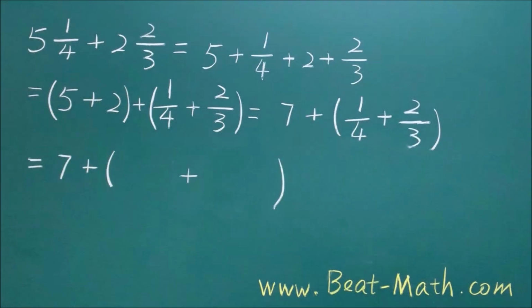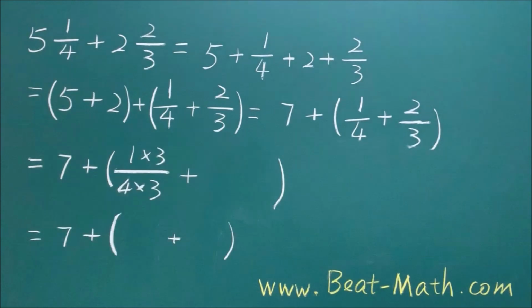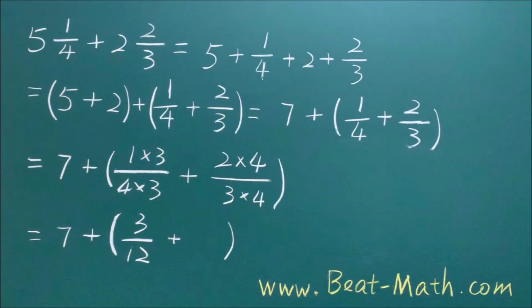Now we can rewrite both fractions as something over 12. Keep in mind that when both the numerator and denominator are multiplied by the same number, the value of the fraction remains the same. For 1/4, when we multiply both 1 and 4 by 3, we get 3/12. For 2/3, when we multiply both 2 and 3 by 4, we get 8/12.